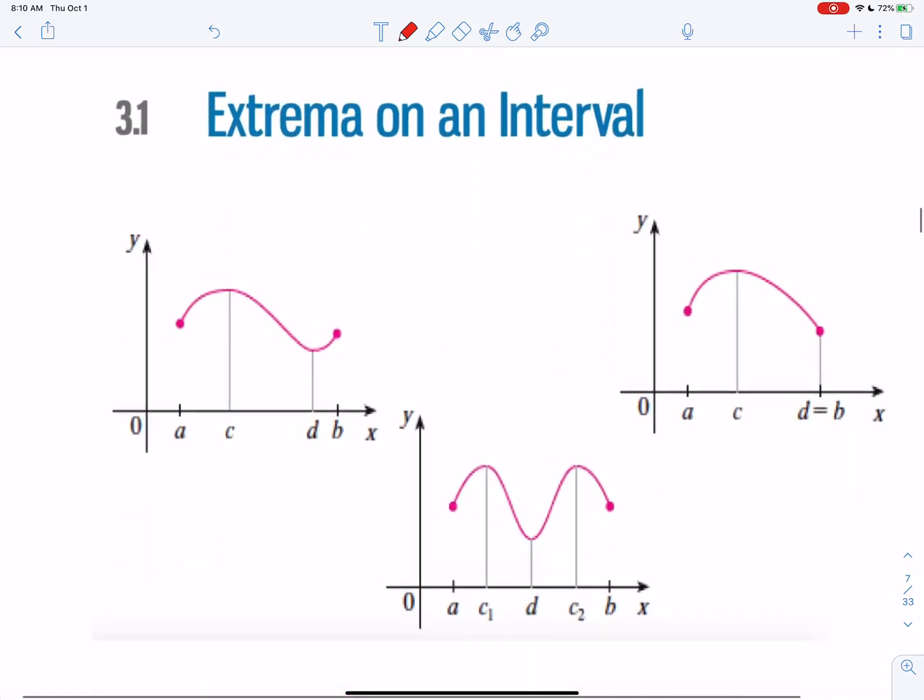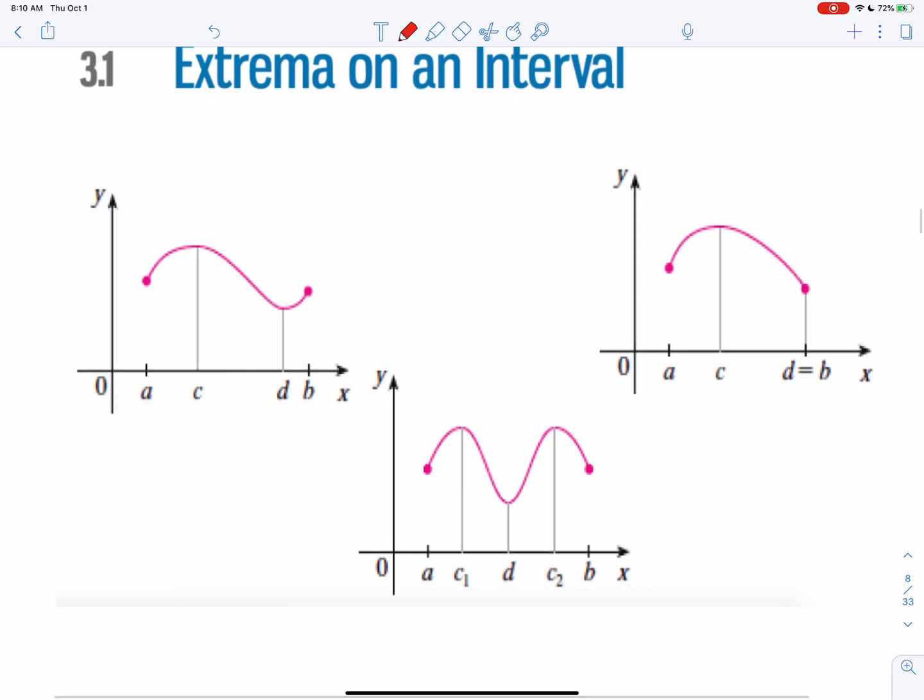Now look at these 3 pictures, okay? I'll go in order. Now, the first one on the upper left here, there's an absolute maximum right there and an absolute minimum right there. We have one of each. Okay? The one on the upper right here, we have an absolute max right there and an absolute minimum right at the end point. Okay?